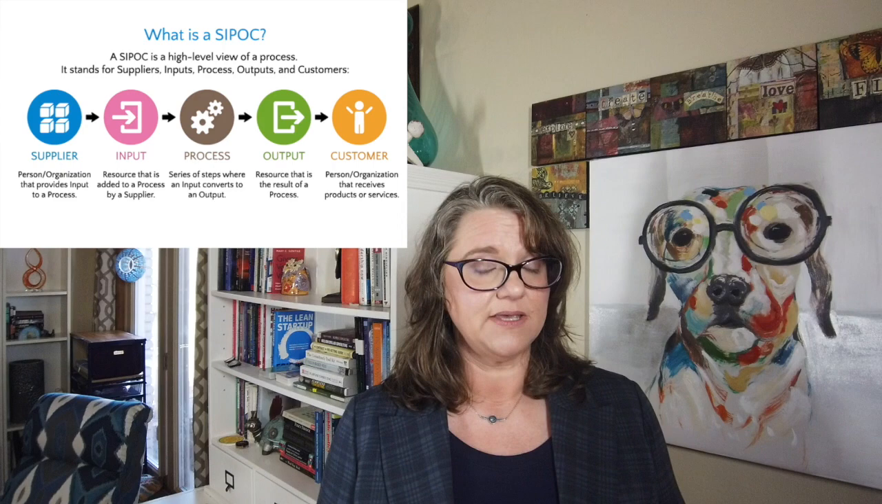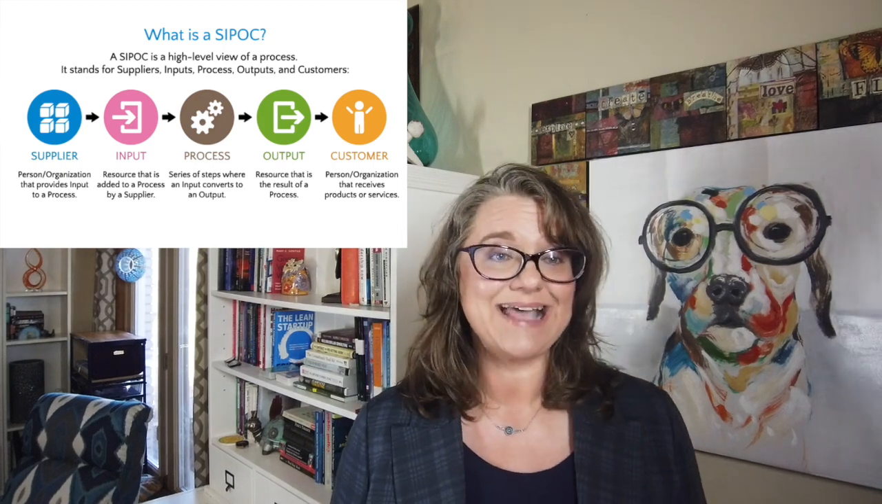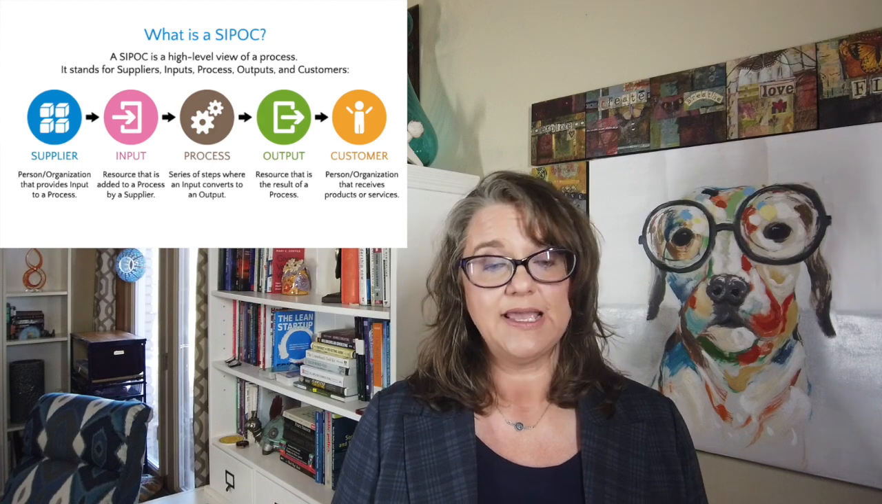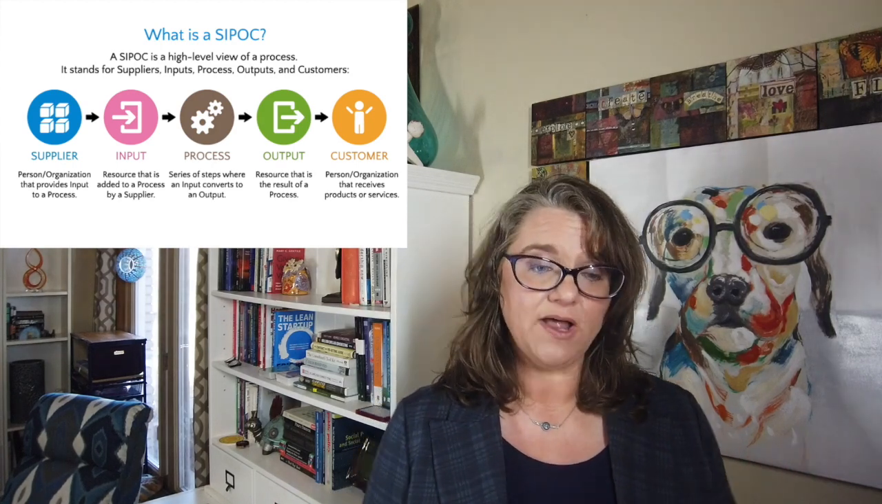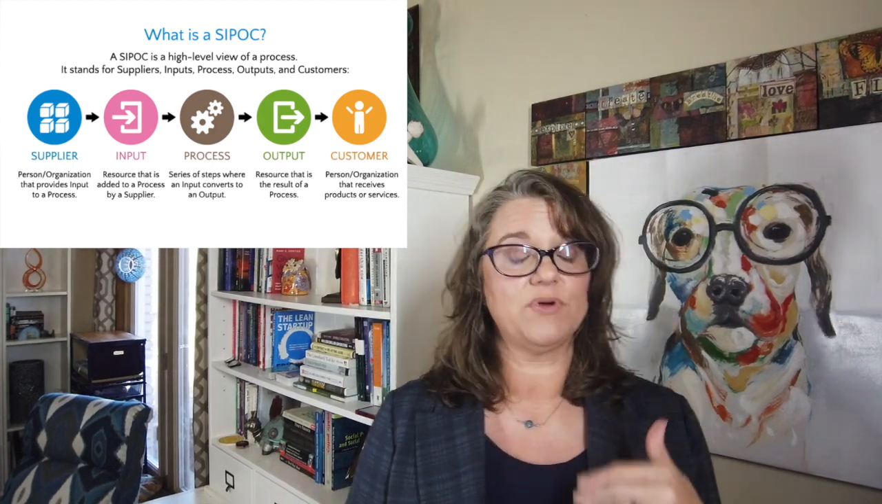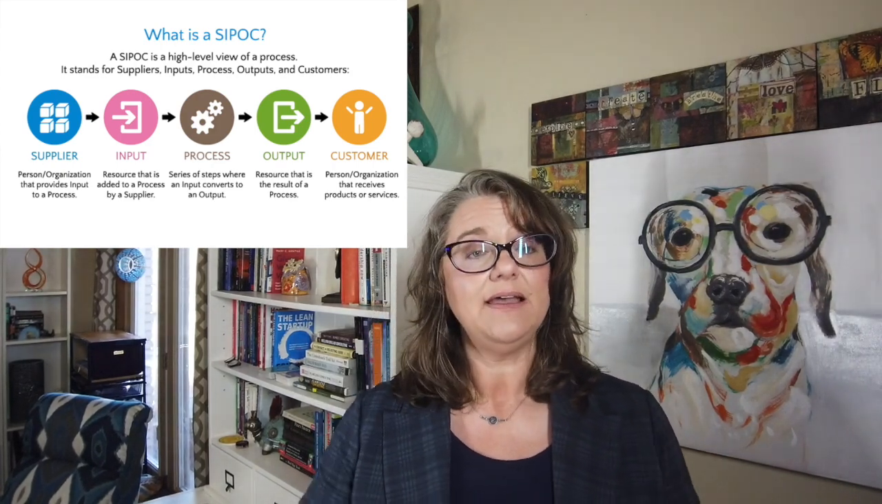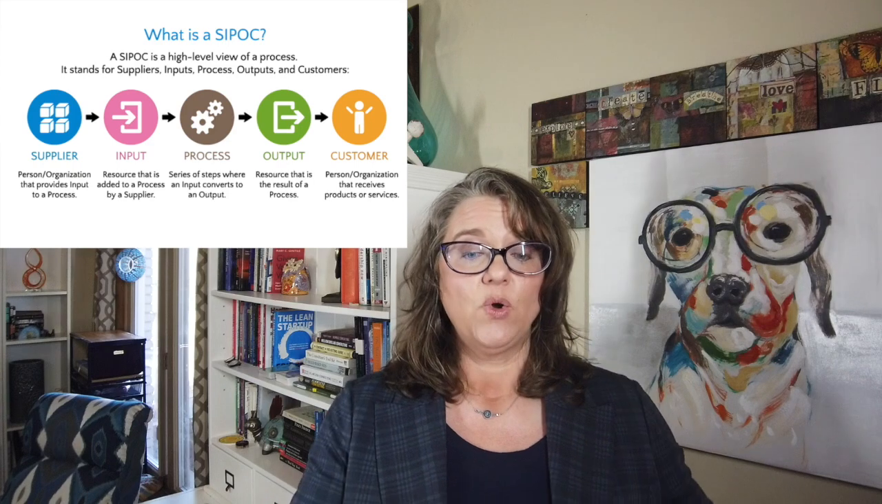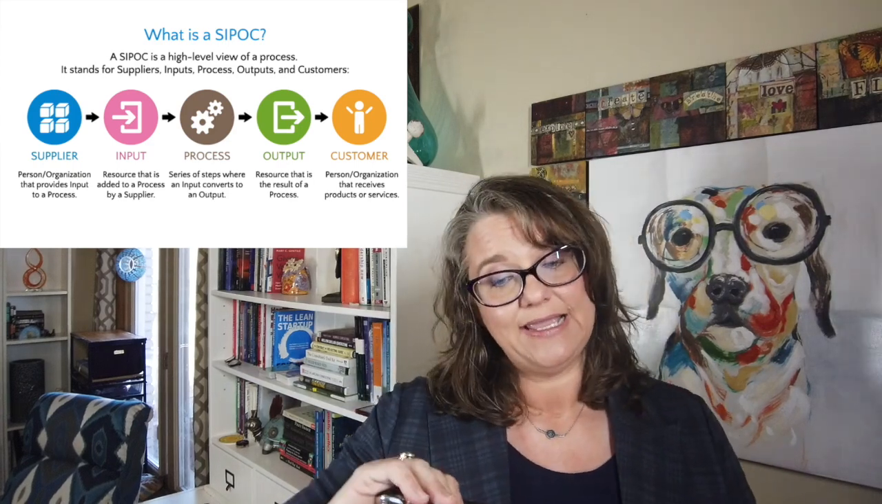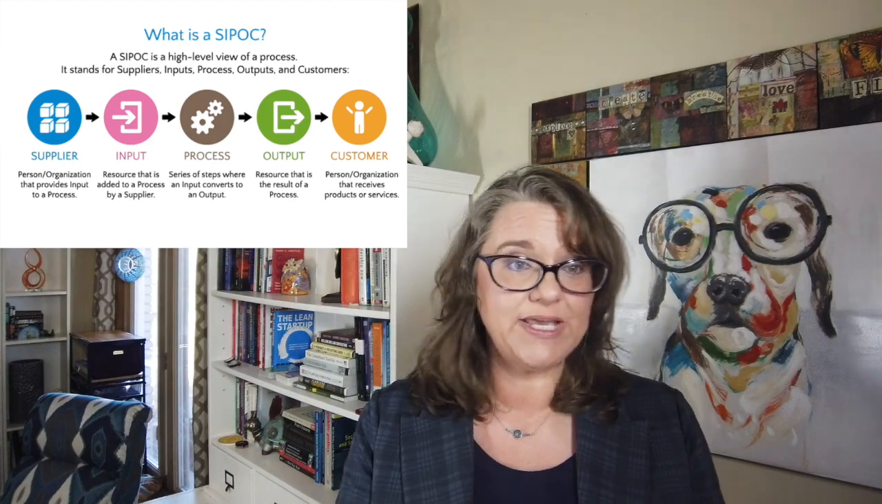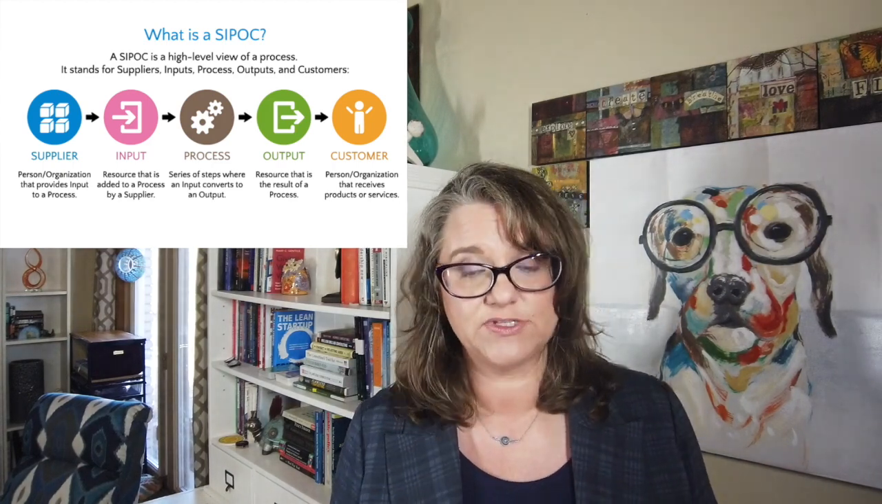Now, what's a SIPOC? What does that stand for? It's a high-level review of the process, and the S stands for supplier. So persons and organizations that provide inputs into your process. Who are they? I is input. Resource that is added to a process by a supplier. So what kind of inputs are you getting from those suppliers? I need to define those now.